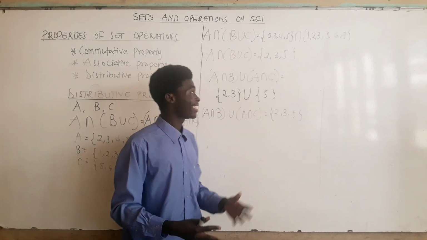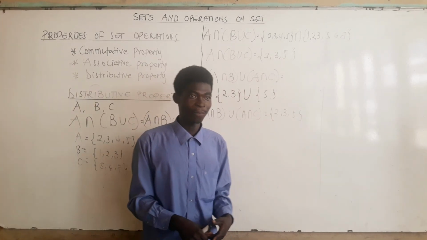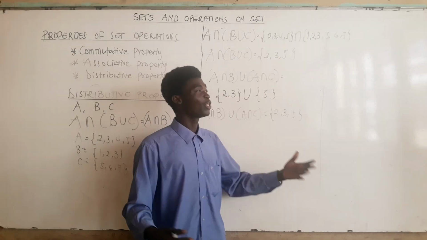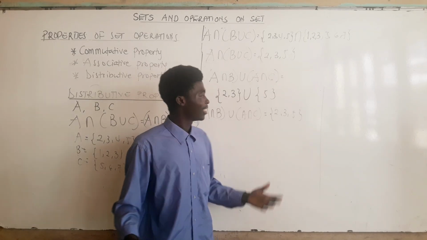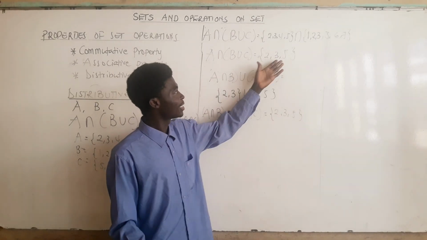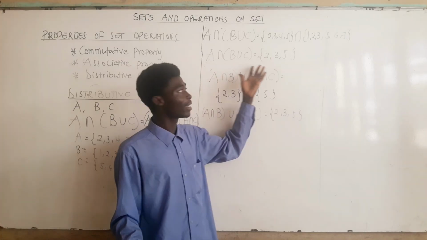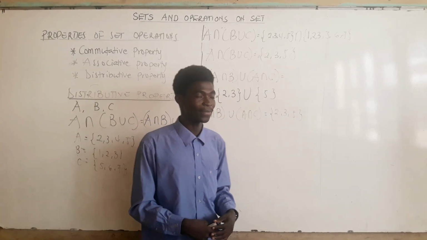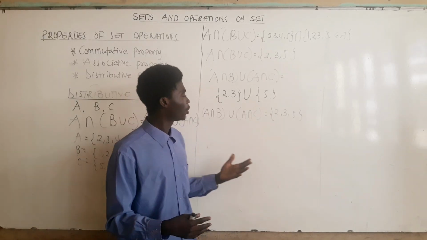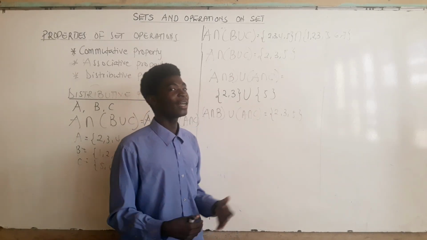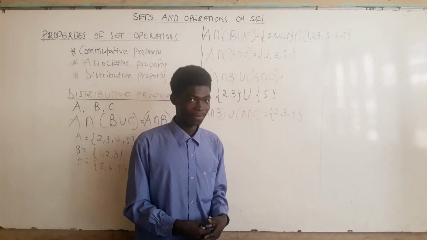And that is it. That proves what the distributive property is saying. It connects the union and the intersection. Which one distributes over the other? So as you can see, when the intersection distributed over the union, we had 2, 3, and 5. And same for when the union distributed over the intersection, we also had 2, 3, and 5.